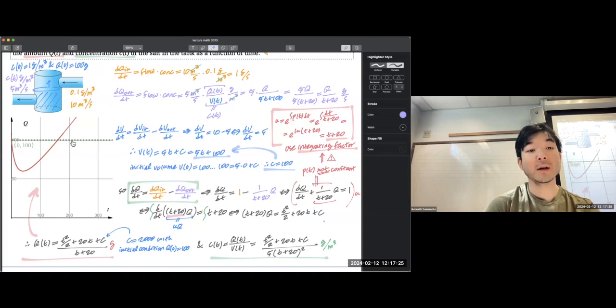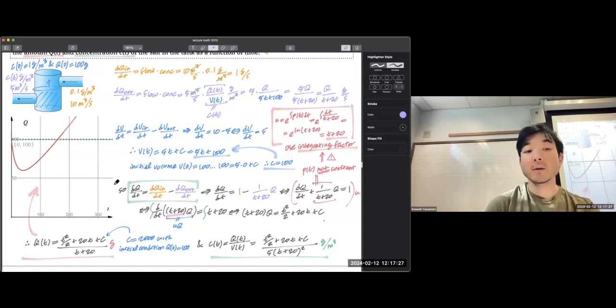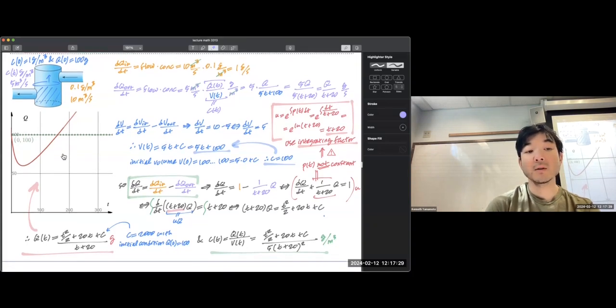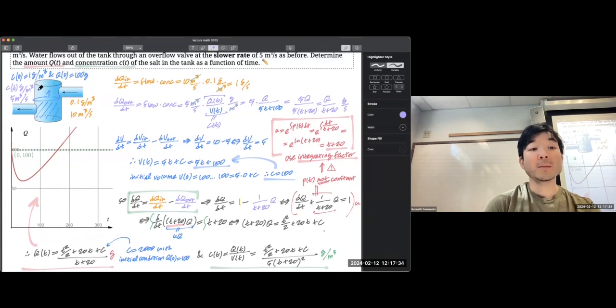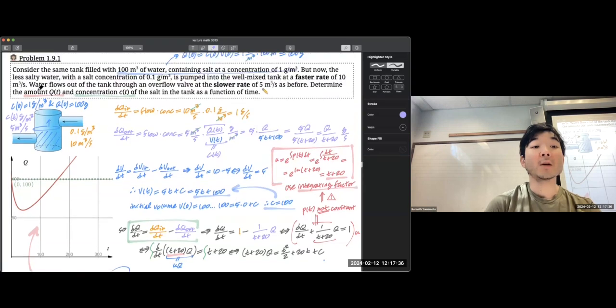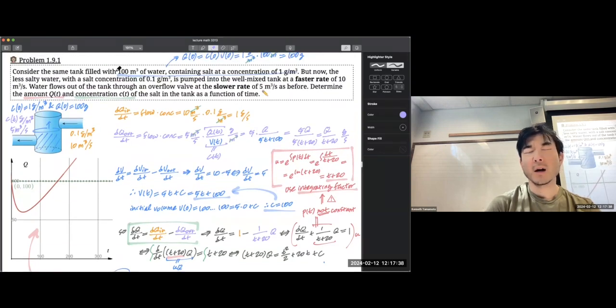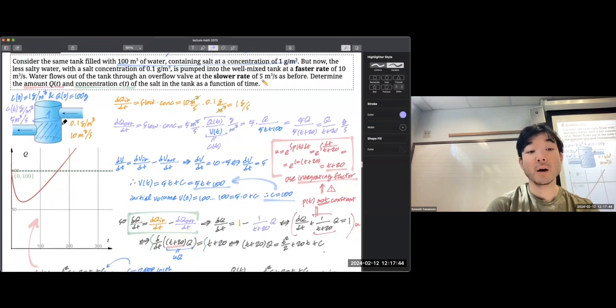The initial amount is this green dotted line, which is the 100 grams of salt in there. So initially there was a concentration of 1 gram per meter cubed in 100 cubic meters of water. So that was 100 times 1, so that was 100 grams of salt in there.